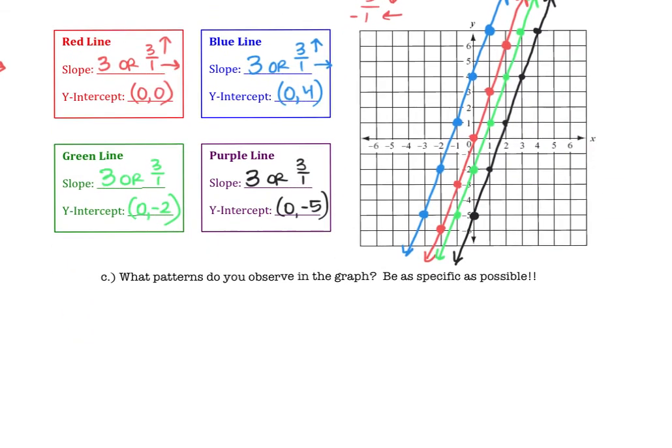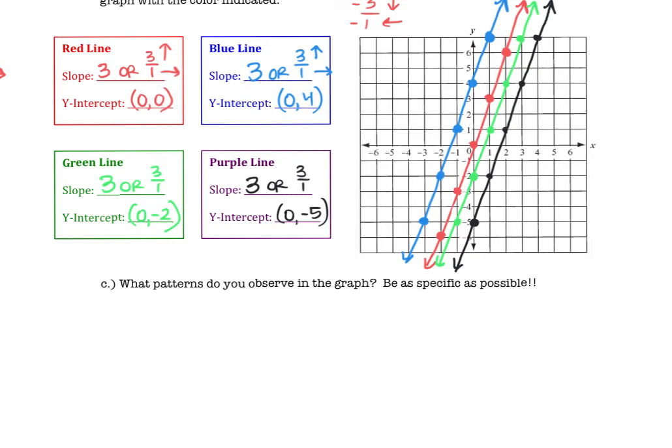And my last part for this question is part C, which says, what patterns do you observe in the graph? So hopefully you know the language parallel and perpendicular. That's going to be important for us. I think you've learned that in the past. Parallel lines are lines that never intersect, and so that's what these are. So you can say the lines are parallel, or you could say they never cross or intersect.